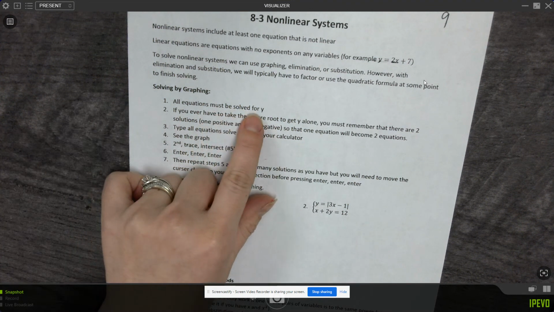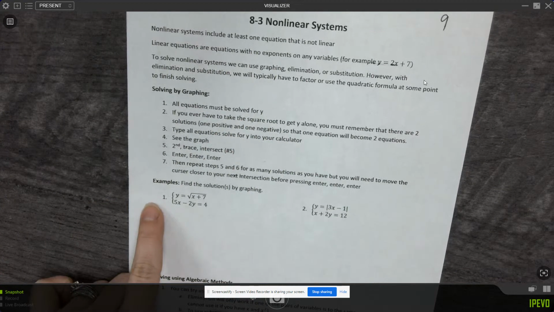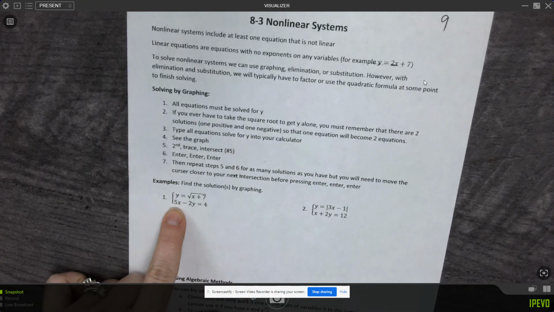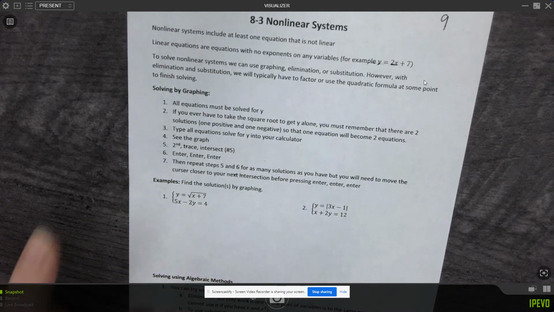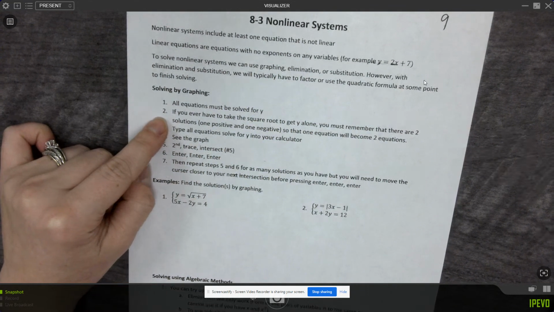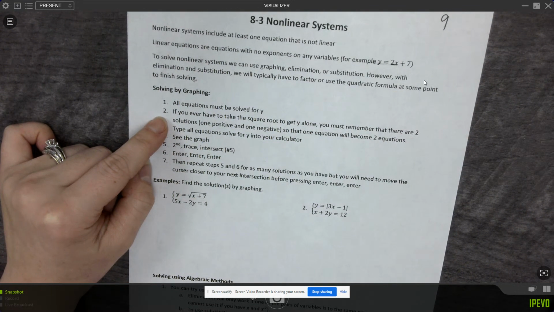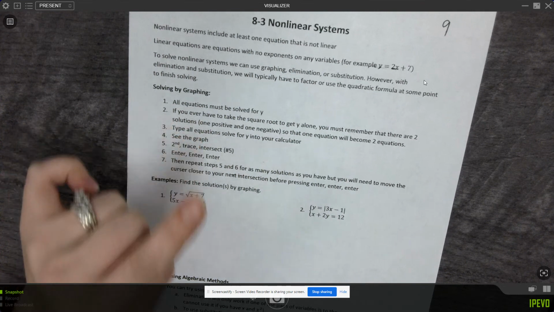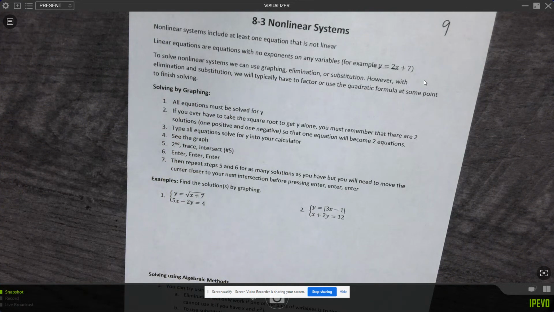Same as before, you have to have it solved for y. So down here, y equals, perfect, but this one, we need to rearrange that one. Then if you ever have to take a square root to get y alone, which you probably won't have to do, just keep in mind that there are two solutions, one with positive and one with negative. So if you have to take a square root to get y by itself, you're going to have y equals the square root of whatever, and then y equals the negative square root of whatever.